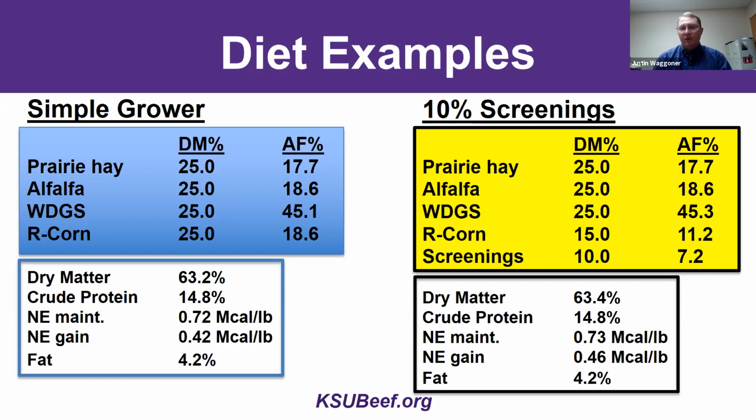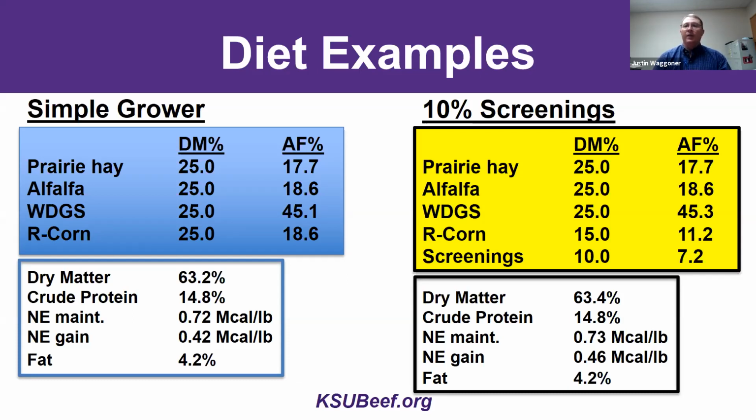So what would that ration look like if we utilize a fairly low inclusion, say 10% of corn screenings or grain screenings? So we do 25, 25, 25, 15, and 10, so that the screenings are essentially replacing some of the rolled corn in that ration. If we look at the nutrient analysis on that ration, dry matter essentially stays the same, crude protein really the same. There's essentially no difference between that.